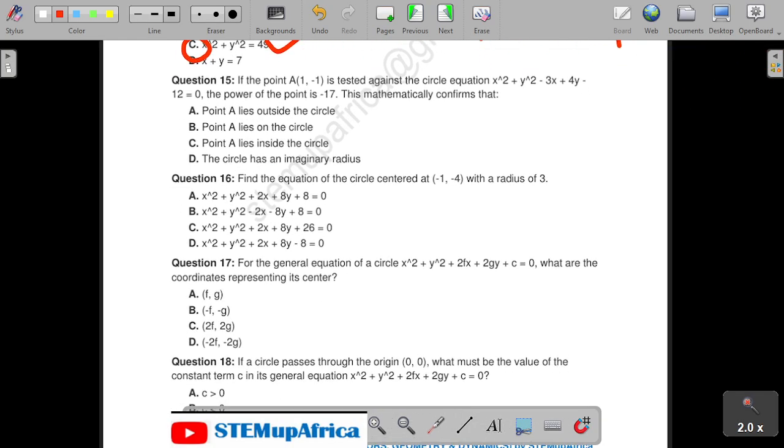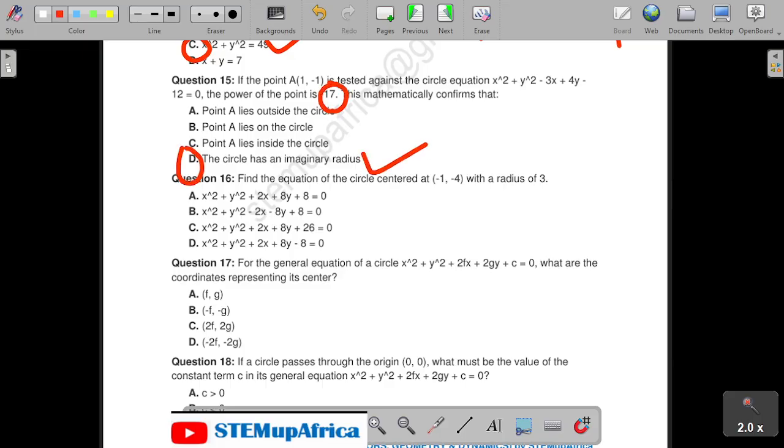Then number 15. You say if this point is tested against this circle, the power of the point is minus 17. Mathematically, does it confirm that it lies outside the circle, or inside the circle? The circle has an imaginary radius. That is true, because it gave us a negative value.